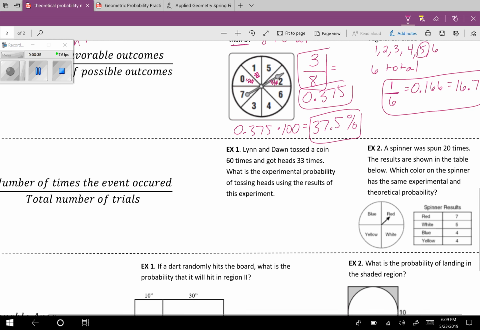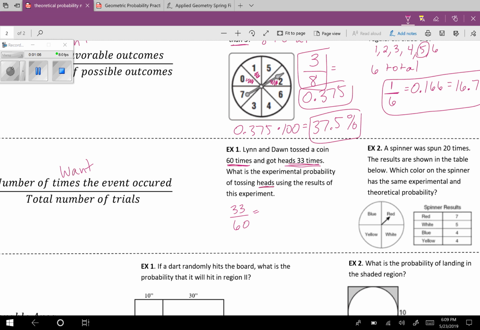So we're doing fractions again. It says Lynn and Dawn tossed a coin 60 times. So that's your number of trials. And they got heads 33 times. What is the experimental probability of tossing heads using the results of this experiment? So heads is the favorable outcome. Remember, that's the one that you want, out of the total number of times that you tried. So we got heads 33 times out of 60 times.